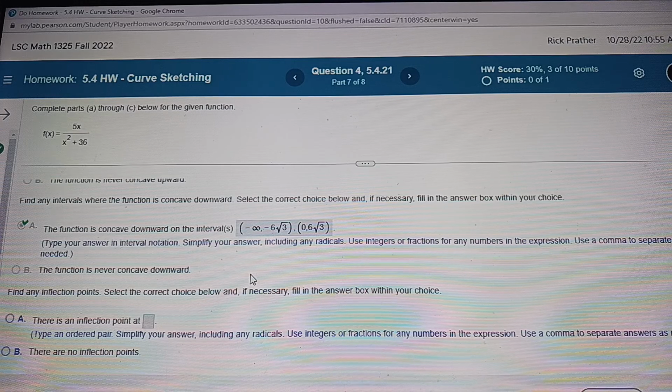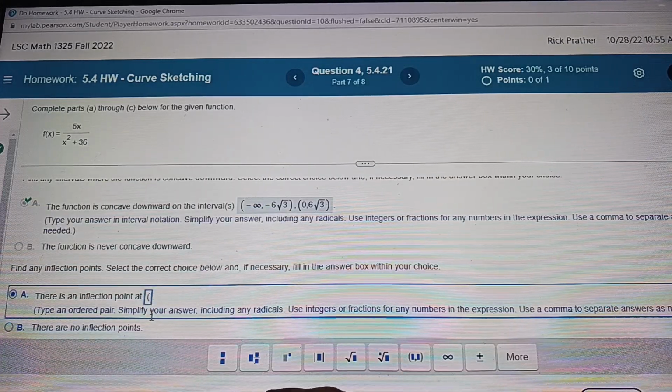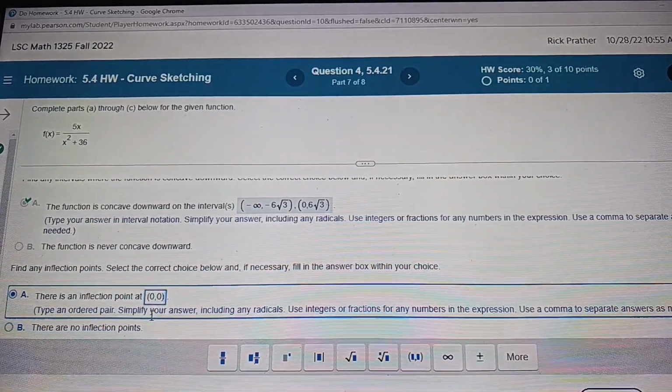There's inflection points, and unfortunately they want the coordinates, I'm guessing. Type in order to pair, yeah. So one easy one is at 0, 0. Like we said already, that's a spot. If you plug 0 into this, you get easily 0. The inflection point is 0, 0. I guess you don't need to put these in an order. So if I plug 0 into the original function, you get 0.